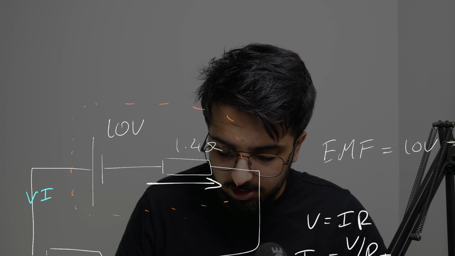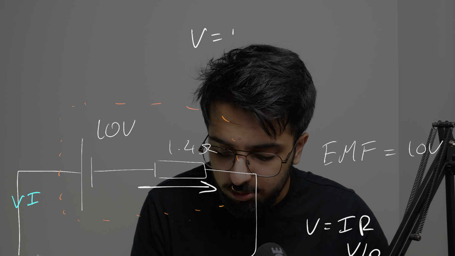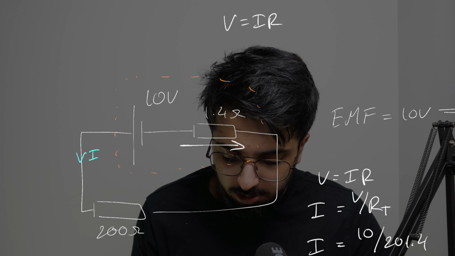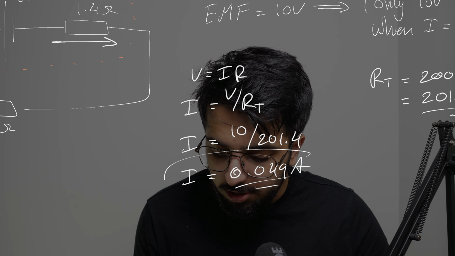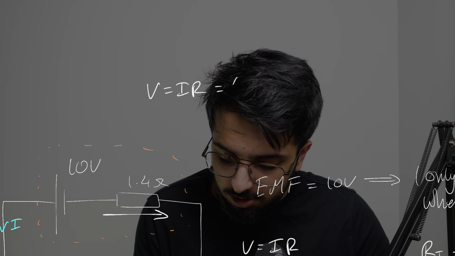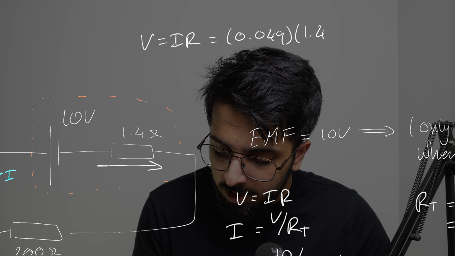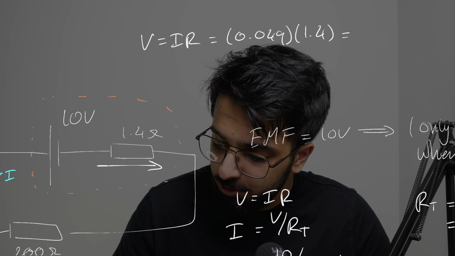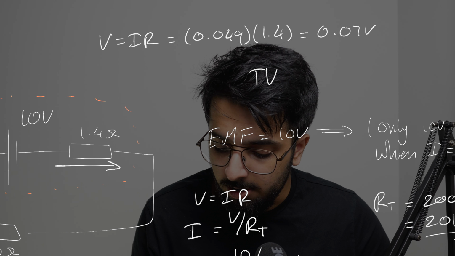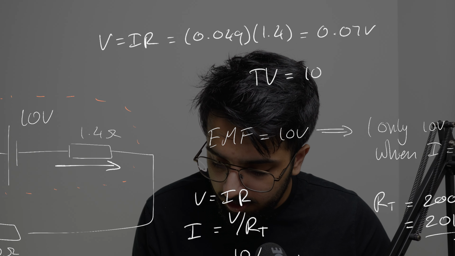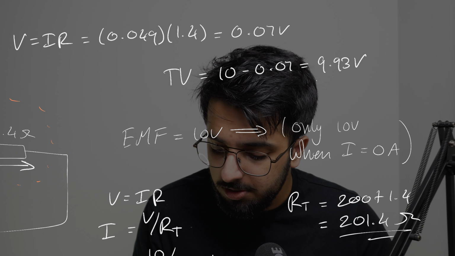And so therefore, to calculate the voltage drop across this internal resistor, we obviously would use V is equal to IR. As this is a series circuit, because charge can only flow in one direction, our I is going to be this I value that we just found. And so that's going to be equal to 0.049 multiplied by the resistance, which is 1.4. And this gives a voltage drop of 0.07 volts. And so therefore, our terminal voltage, which is TV for short, is equal to 10 minus 0.07, and that's equal to 9.93 volts. There we go.